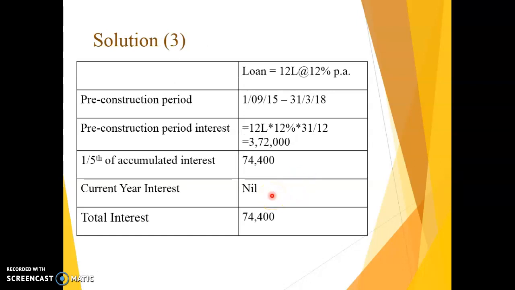Okay. So every time you have to see your question from two perspectives. First, regarding the pre-construction interest, and second, regarding the current year interest. Every time you have to see whether the calculated interest will fall in a particular previous year or not. So in this case, current year interest is nil and only the pre-construction interest 1/5 amount is allowed under section 24B. I hope this is clear.